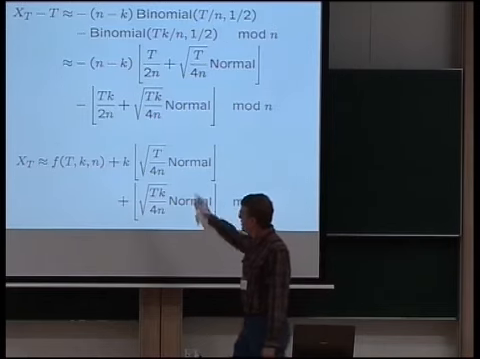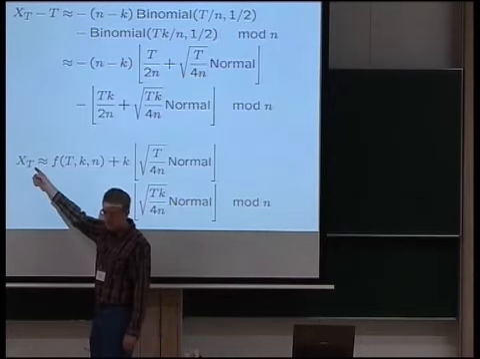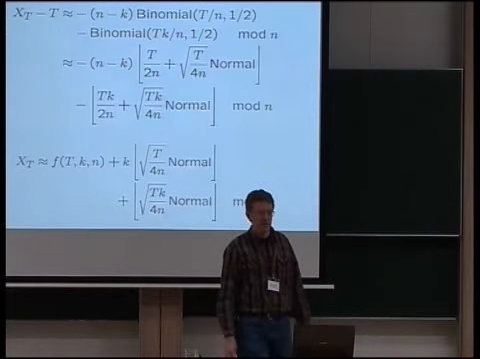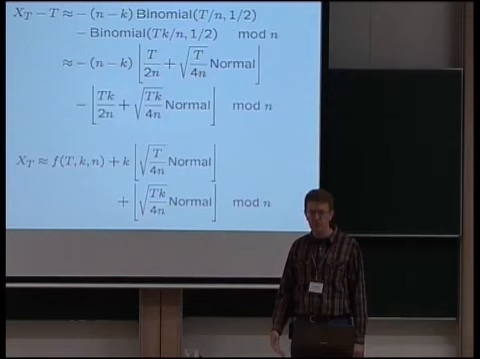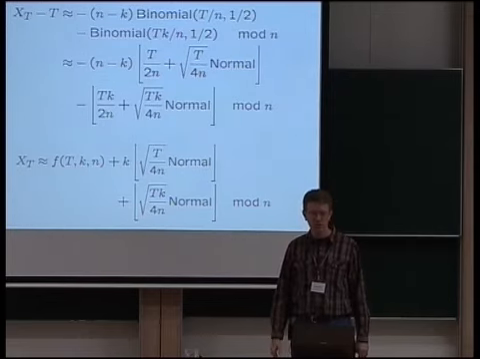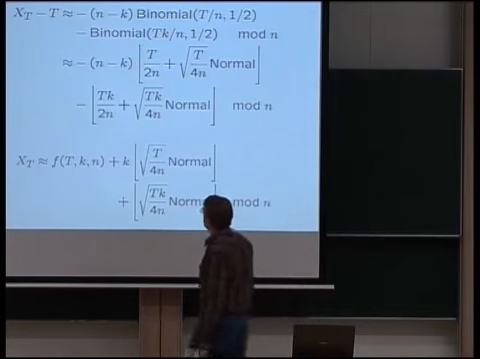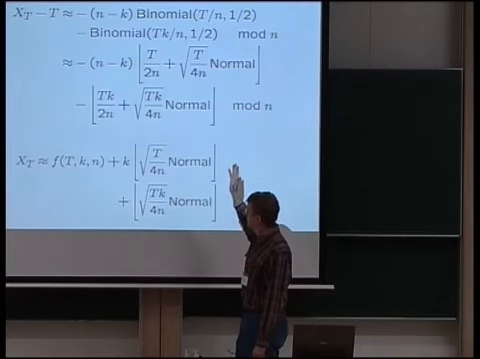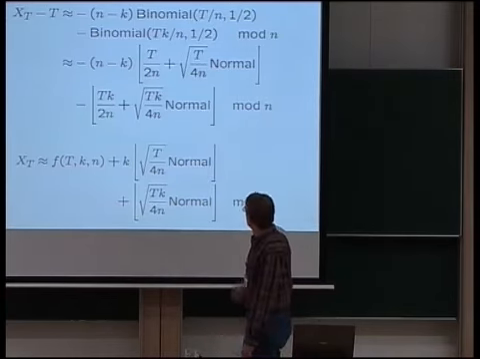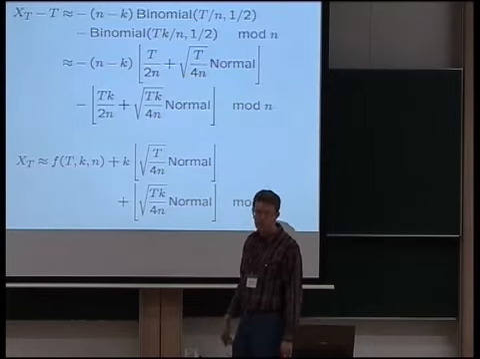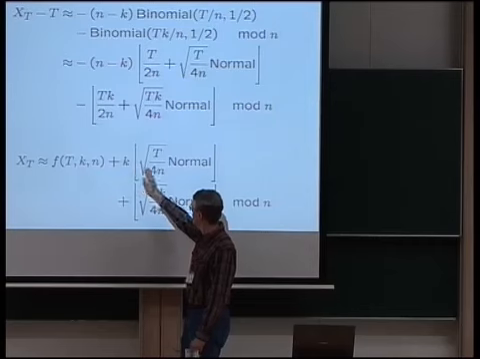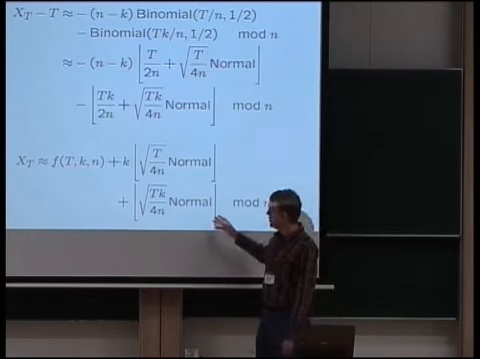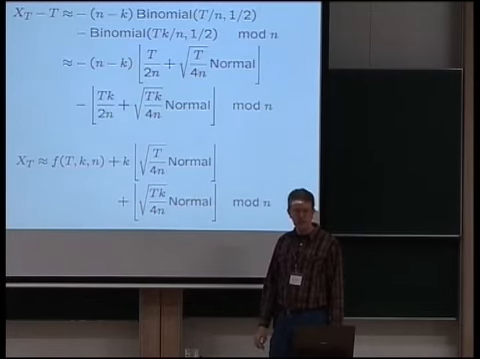Okay, so we can approximate the position at time t by some deterministic function of t, k, and n, which we really don't care about since it doesn't affect how close the card is to the uniform distribution, plus negative n minus k times this normal. Since we're taking it mod n, the n doesn't matter. So it's k times the floor of this normal plus this other normal modulo n.